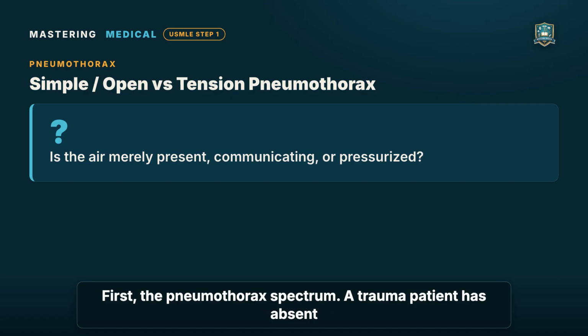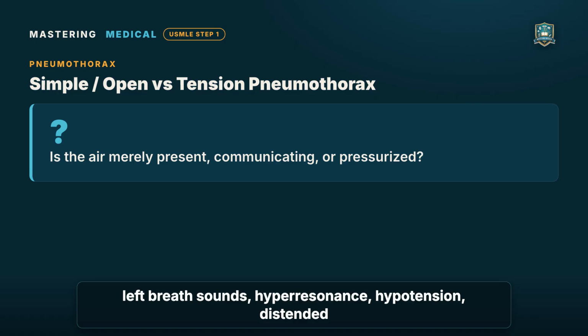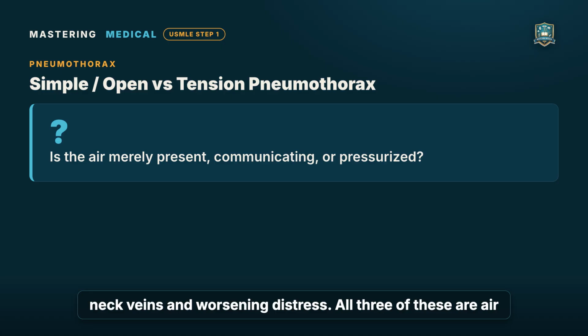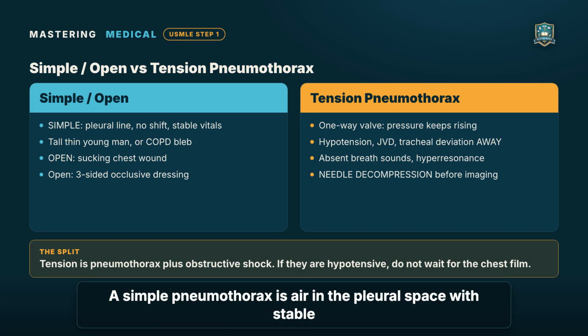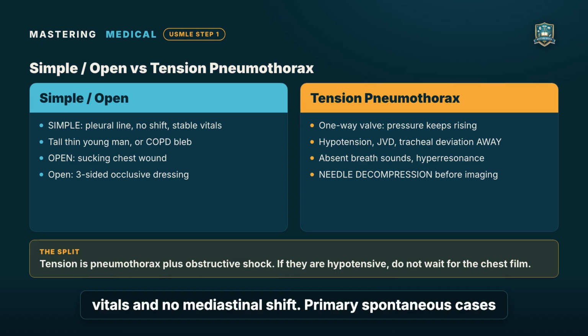A trauma patient has absent left breath sounds, hyperresonance, hypotension, distended neck veins, and worsening distress. All three of these are air in the pleural space. The question is what that air is doing. Is it merely present? Is it communicating with the outside? Or is it pressurized? A simple pneumothorax is air in the pleural space with stable vitals and no mediastinal shift.